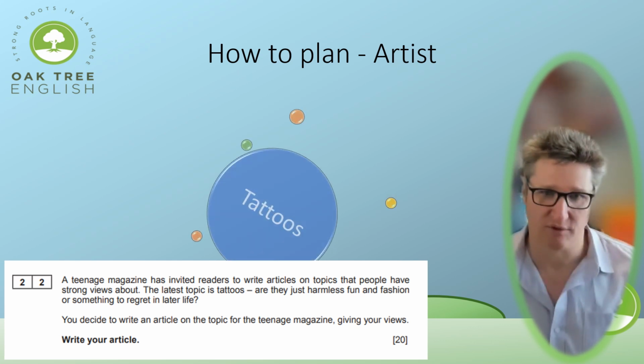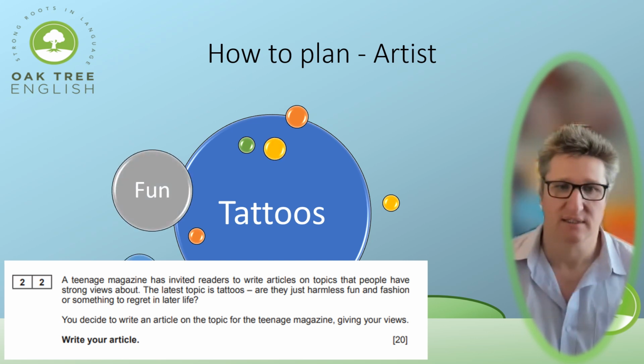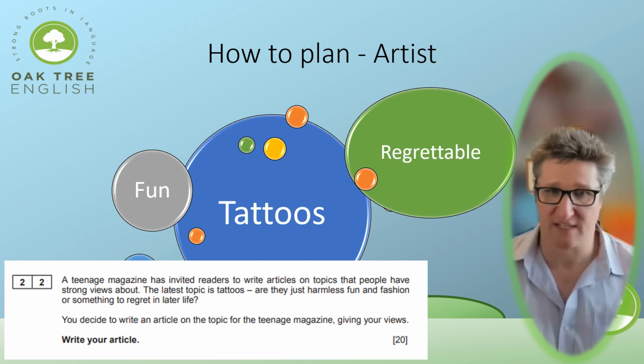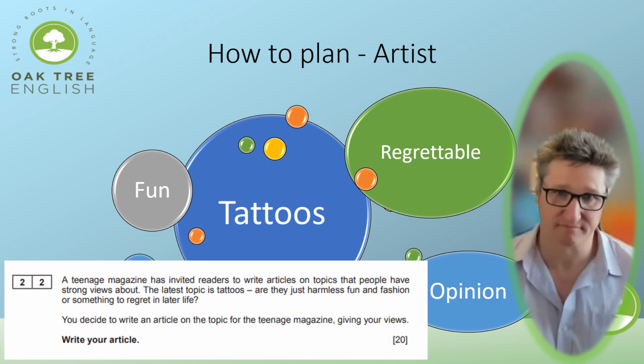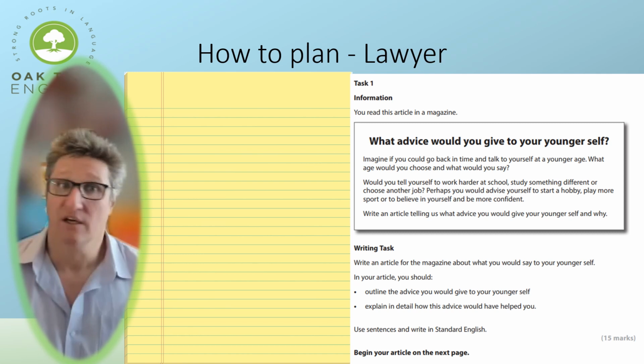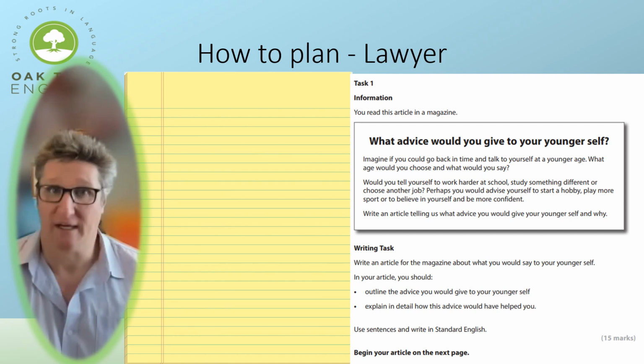So, for example, you would put in the middle, tattoos. Then you'd put the case for them being fun. You'd put the case forward for them being a regrettable incident. And you may even put your own opinion. The alternative suggestion I have to help you plan is to do it like a lawyer. That is, plan each paragraph and then subdivide it into individual sentences.